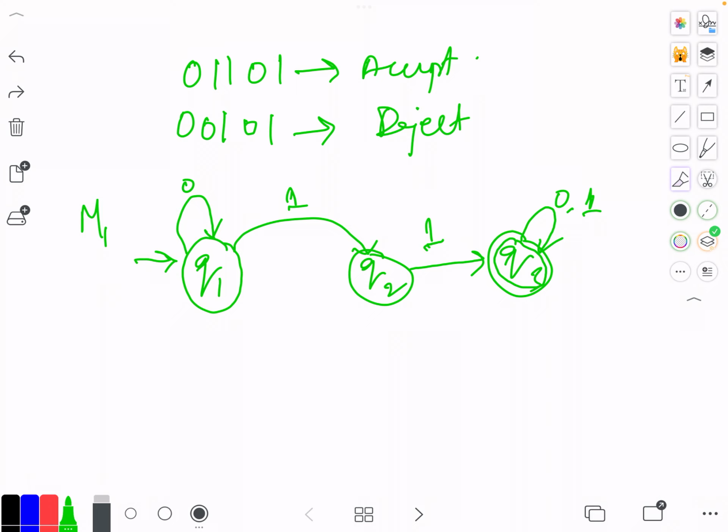For example, let's take the same thing, 0 0 1 0 0. So you have the same notation of 0, and again it goes to 0, and from here you get the transition of 1, and again you have this 0 and again 0, so it is not going over there.